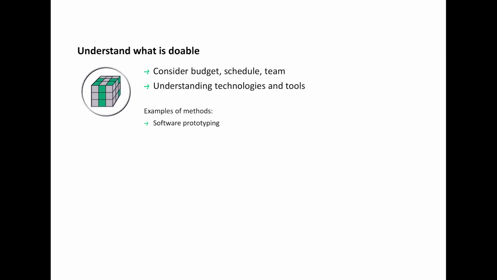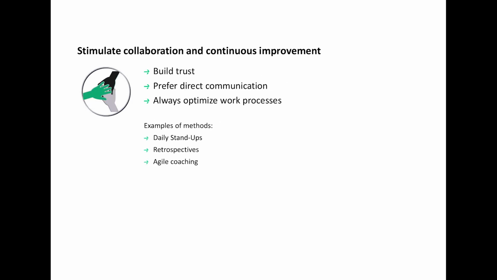Understand what is doable. In order to promote efficiency and pragmatism, requirements must depend on the project budget, schedule, team, and the technology used. This forms the basis for a good estimate and good project management. A good understanding of technologies and tools helps to create a cost-benefit ratio and prioritize requirements. With regard to the feasibility and implementation effort of a requirement, we recommend the software prototyping technique.